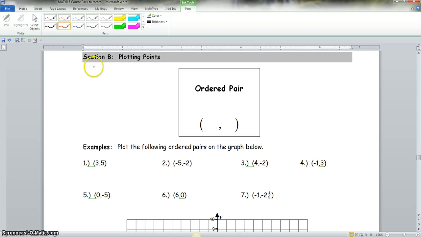Now, class, we're going to finish up this section. We're on section B now, plotting points. Now, we have our ordered pair. I told you before that X always goes first and Y goes second. Now, we're going to get into graphing on this graph here.